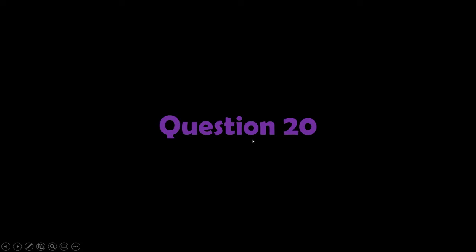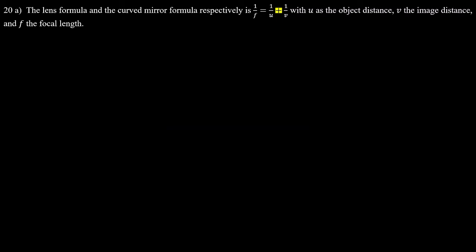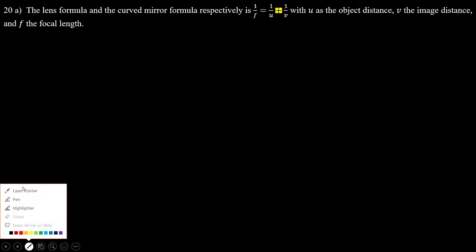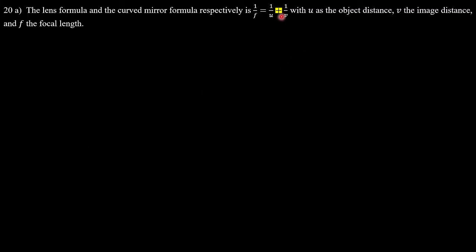Okay, now we are going to discuss question 20. You are given the lens formula and mirror formula, which is 1 over f equal to 1 over u plus 1 over v. f is your focal length, u is your object distance, and v is your image distance here. If we refer to here, this is a positive value, not a negative value.